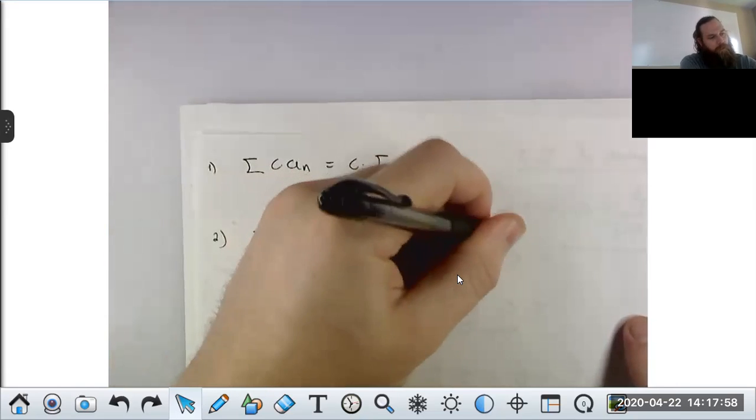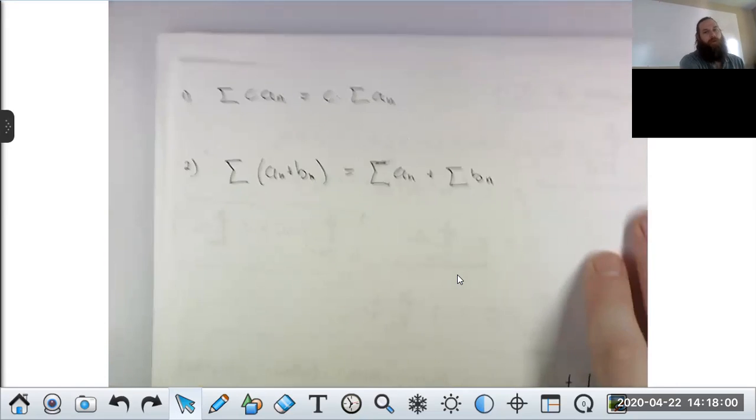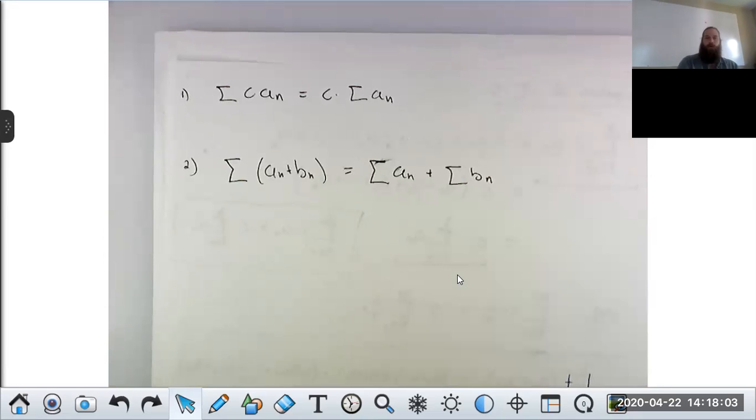Right. The sum of an plus the sum of bn. So you can split series up over addition, and you can pop out the constants. That's the big deal. That's what makes that a linear operator.